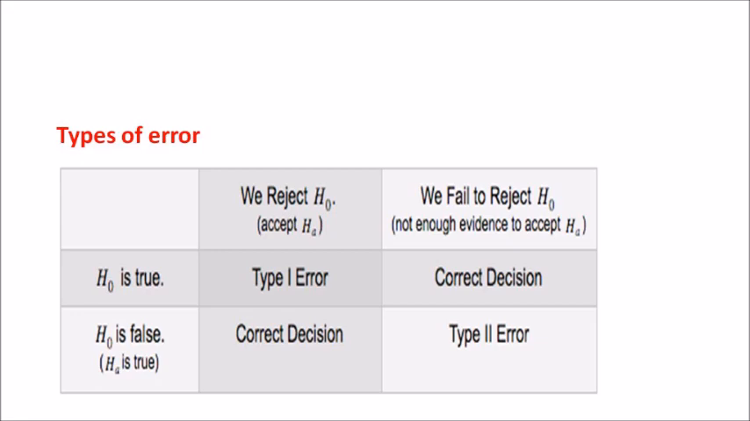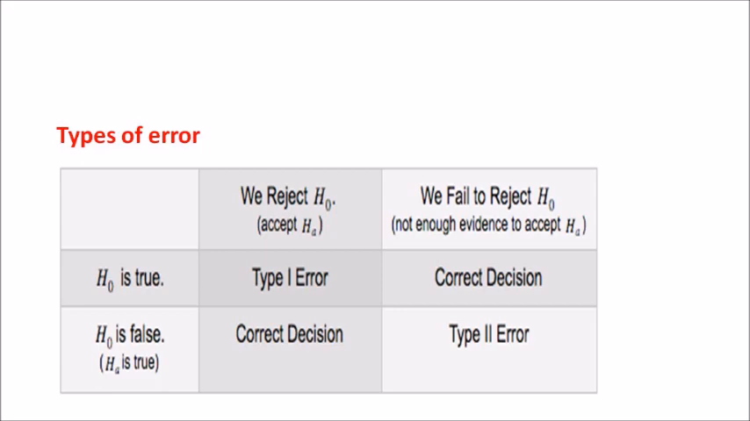Then type 2 error, see the last row: accepting a null hypothesis when it is false, that is, failing to reject a null hypothesis when it is false. So that is a type 2 error. Rejecting a null hypothesis when it is true is type 1, and accepting it when it is false is a type 2 error. Then what is the correct decision? When the null hypothesis is true, we have to accept.